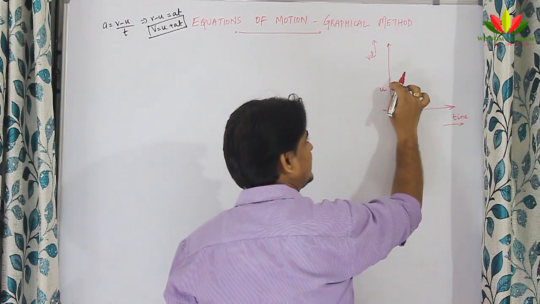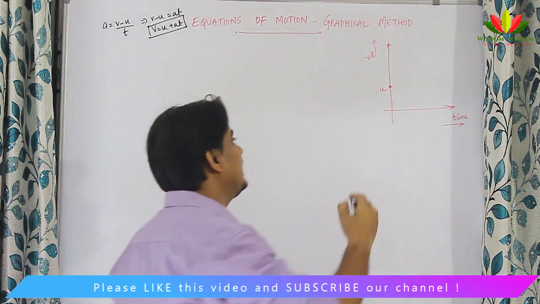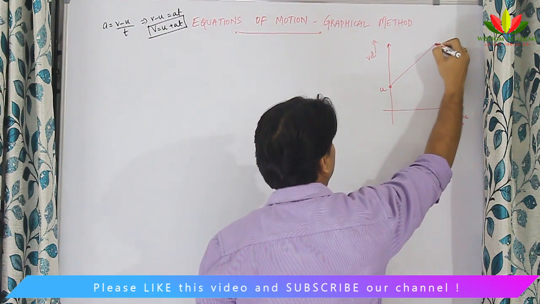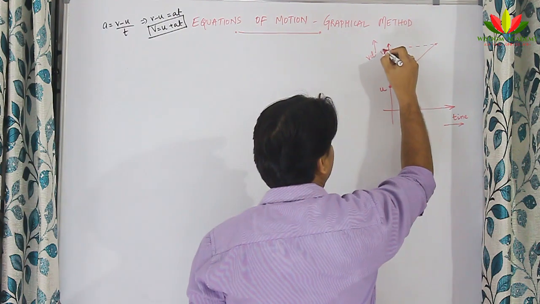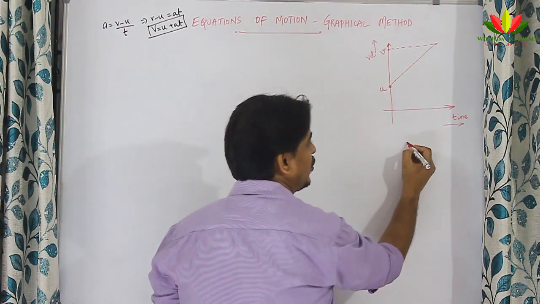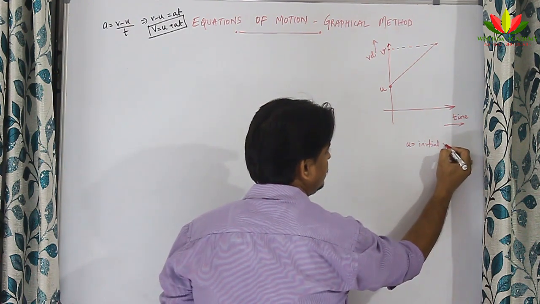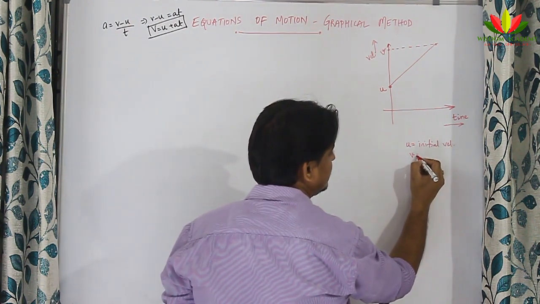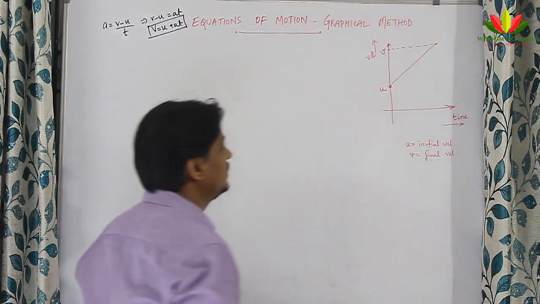So it is having some velocity and then it is moving in such a way that it attains a higher velocity. Let this point be v. What is v? v is the final velocity. I hope you know that. u is the initial velocity, v is the final velocity, right?